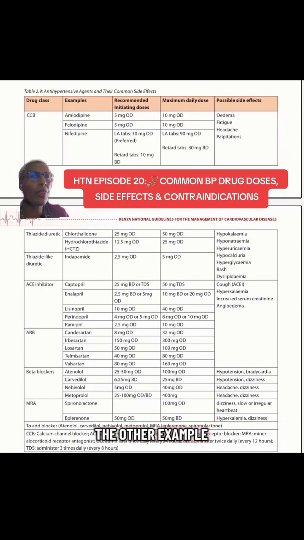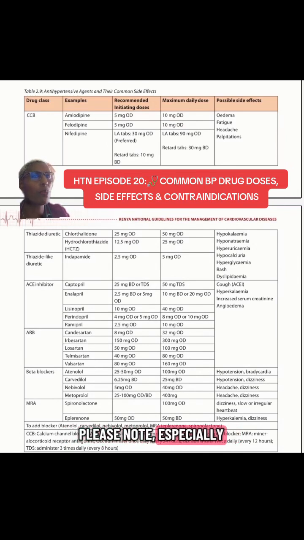The other example in that class is eplerenone. We start at 25 milligrams to a maximum of 50 milligrams twice a day. We also have now the newer drugs, the finerenone, the non-steroidal MRAs. The common side effect here is hyperkalemia. They are also potassium-sparing diuretics, so they cause hyperkalemia.